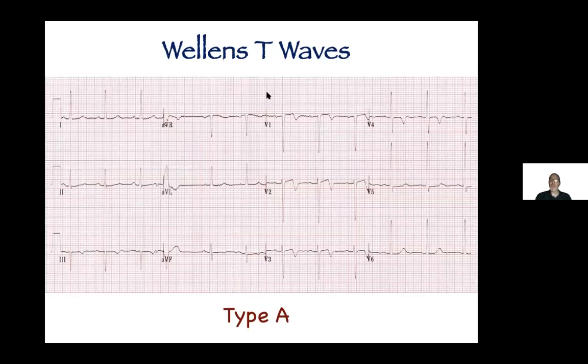So this is type A Wellens T waves. If you look at the T waves in V1, V2, and V3, you can see how they're biphasic. They're positive and then they're negative, positive and then negative.